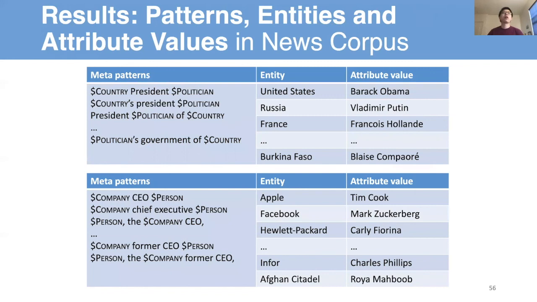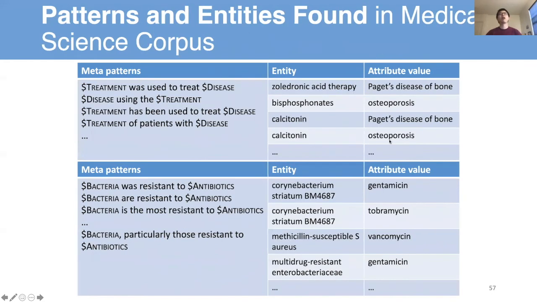So here are some examples we can recognize from this raw corpus. It's very nice and clean. We can find patterns for presidents of countries, and we can find CEOs for those companies. You may look at these results and see that it's actually very accurate. Here are some other examples in the scientific domain. Looking at the medical science corpus, we can find some treatments for diseases. We can also find some resistance relationships between bacteria and antibiotics.